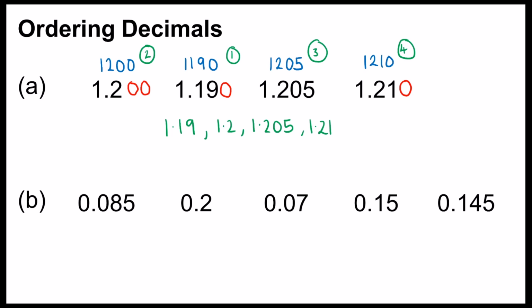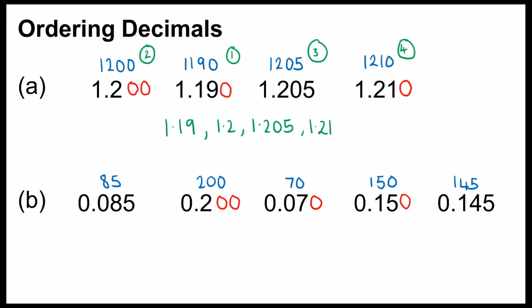We can do the same thing in our second example. I'm going to start off by making sure all of the numbers have the same amount of decimal places. So now all of them have 3 numbers after the decimal point. Secondly, I'm going to write the numbers as if there were no decimal points there. So I get 85, 200, 70, 150, and 145.